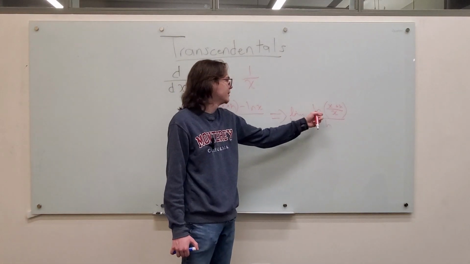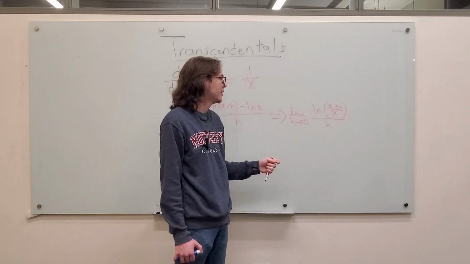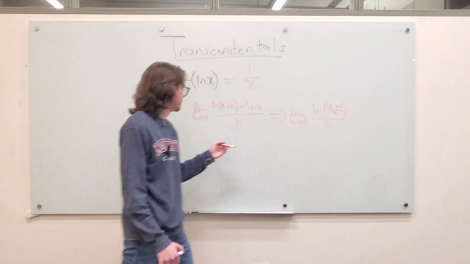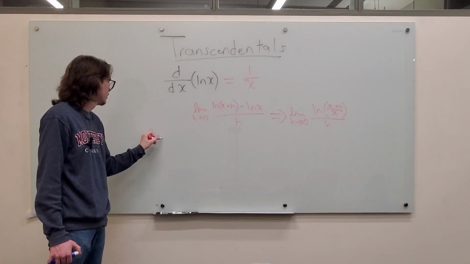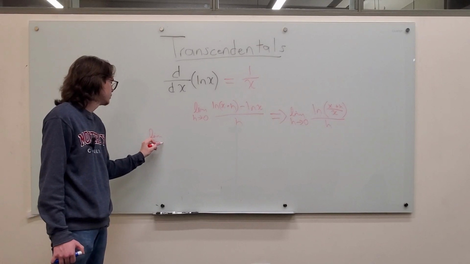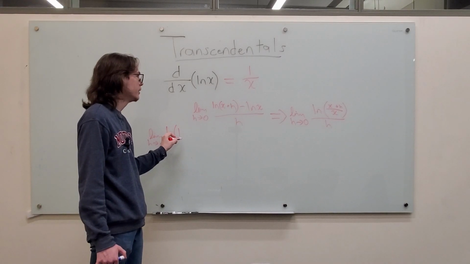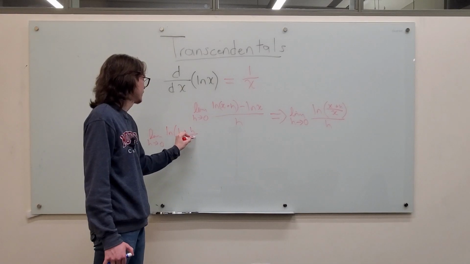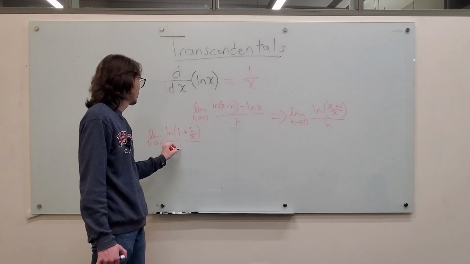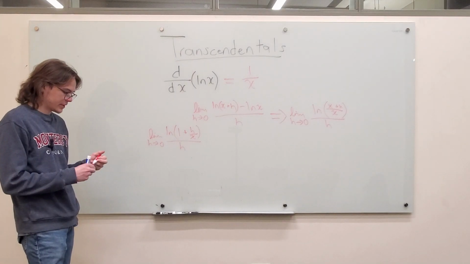Well, once again, we've got a sum over x. We can simplify this further, and we will get the limit as h goes to 0 of the natural log of 1 plus h over x, over h. Now we're getting somewhere with this.